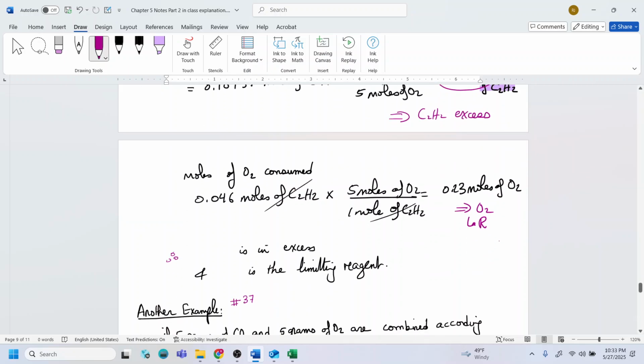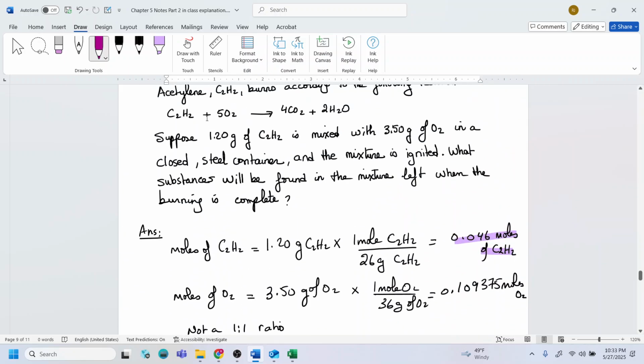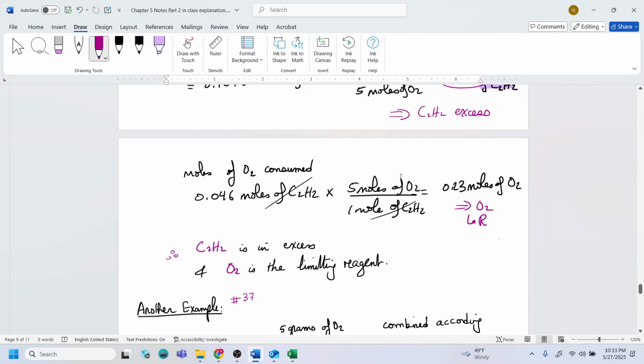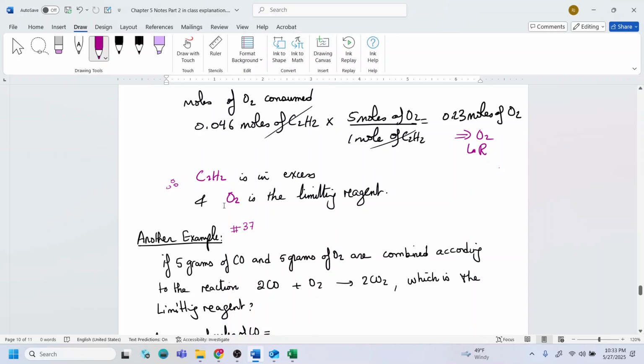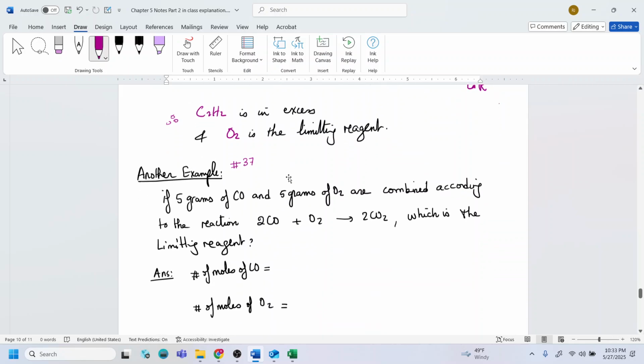So as a summary, the acetylene is in excess and oxygen is going to be the limiting reagent. And this was the question. The question was, what substance will be found in the mixture left? So what is the excess? Which one is in excess? Oxygen. Well, no, I'm sorry, not oxygen. It is the acetylene, which is going to be in excess. So your answer is going to be acetylene.